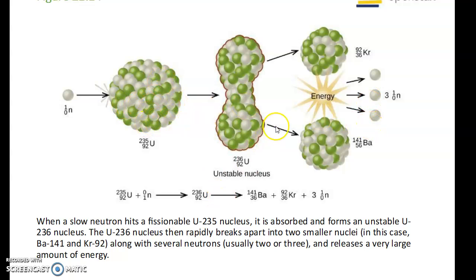So this very large amount of energy that you get is just going to be amplified again and again and again if you have what is called critical mass. In other words, enough mass present so that these right here just keep on going and keep on going until all of it is released.